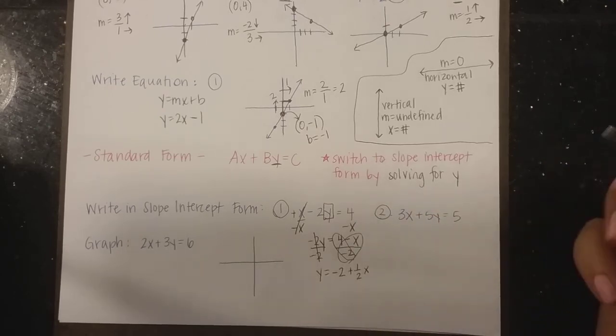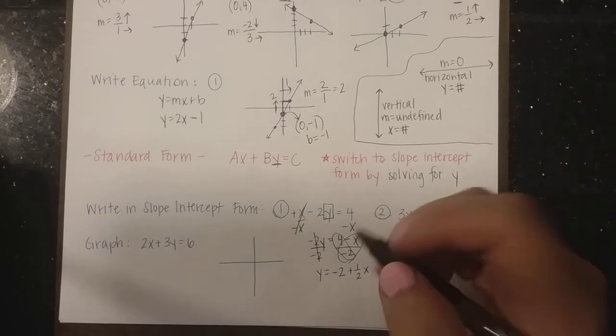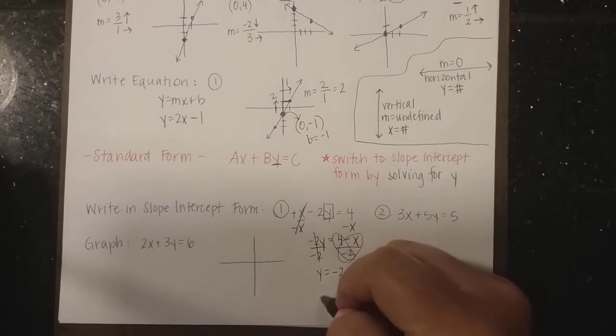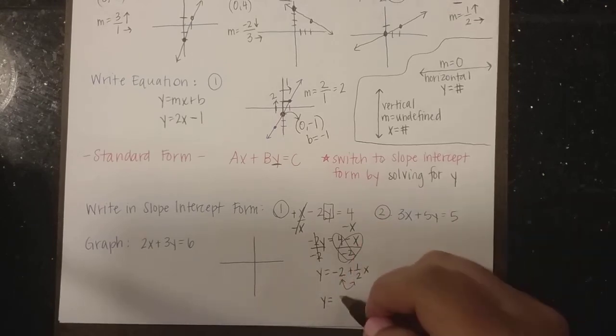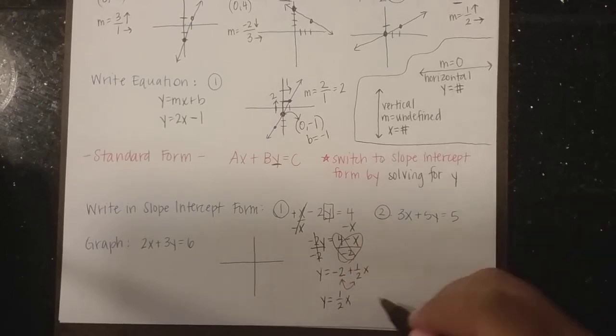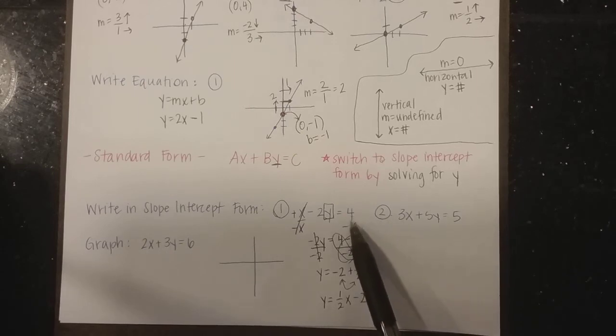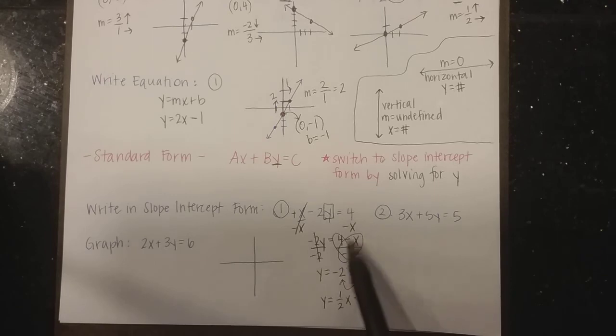And then I could stop here, or if I want it to look like the mx plus b, I can switch these guys around and put my x first. So then I'm going to end up having a positive 1/2 x and then my negative 2. So there's my slope-intercept form. So you got to solve for y, but remember, I can't combine the 4 and the x here when I go to subtract because they're not like terms, so I just have to rewrite them on the same side.